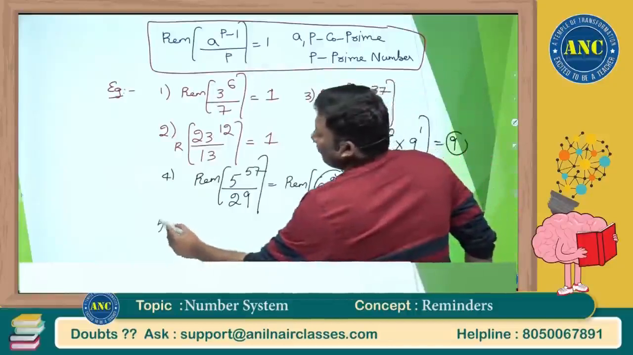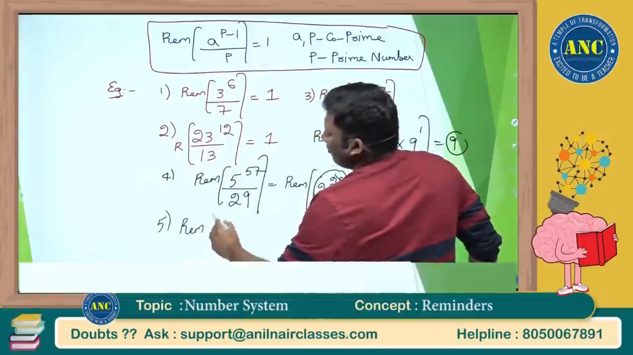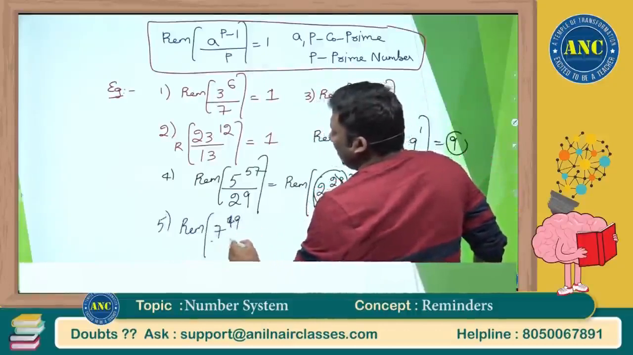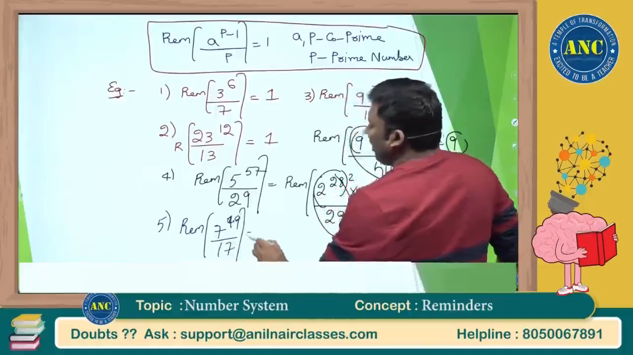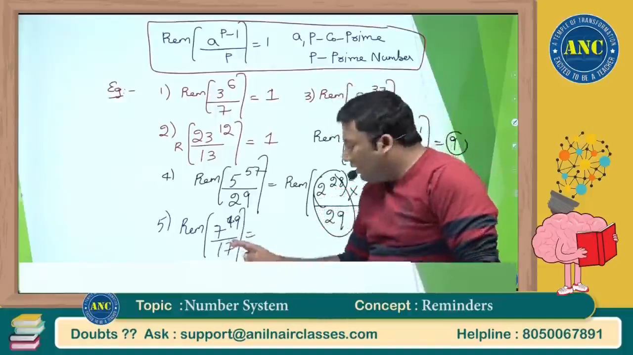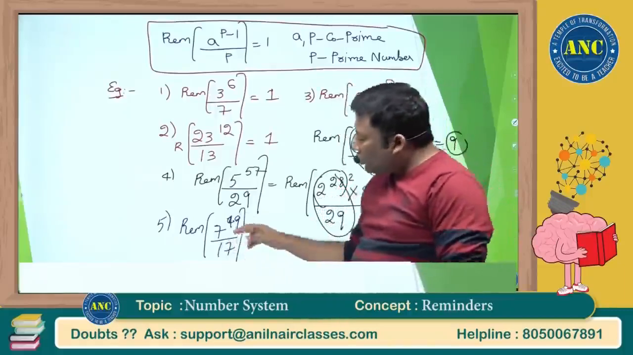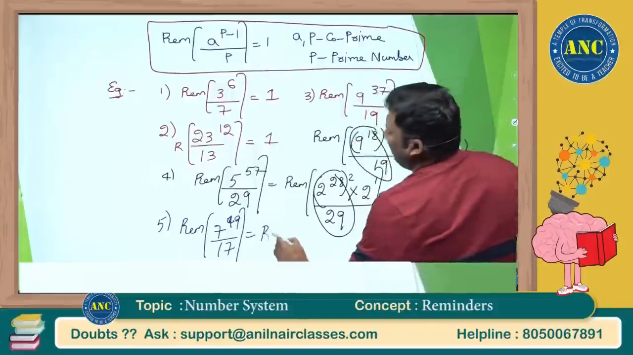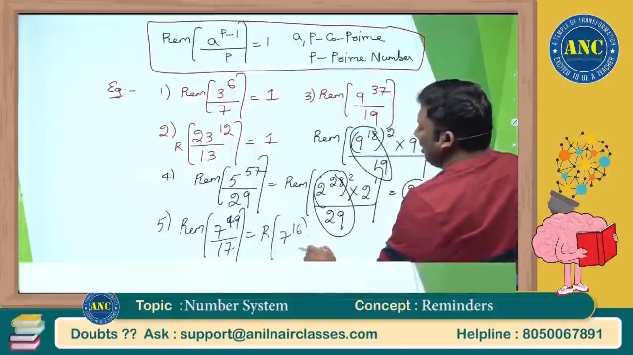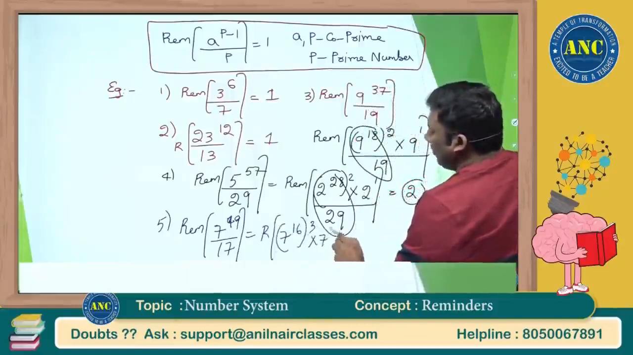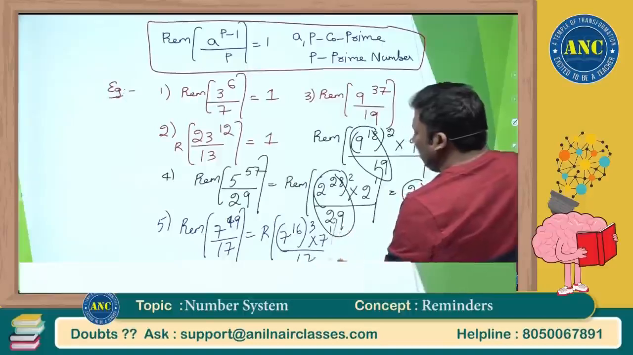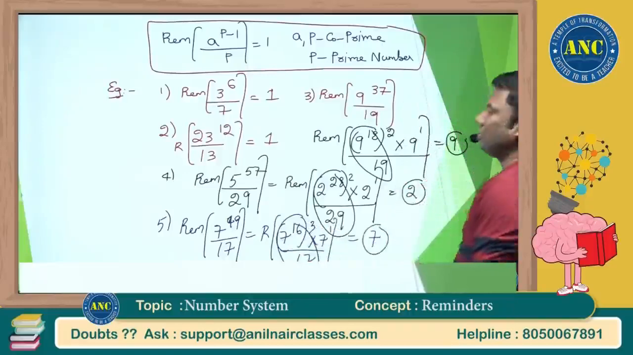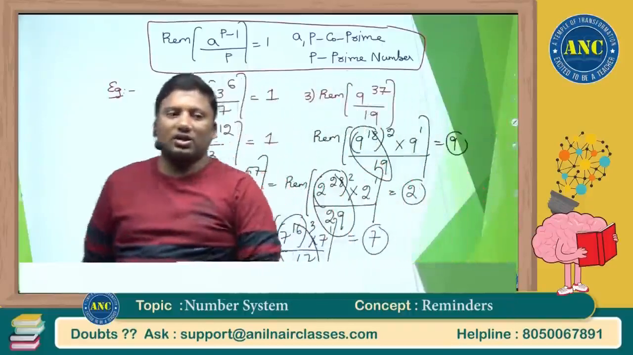One more question. 7 power 49 divided by 17. If the denominator is 17, the power should move in the cyclicity of 16. 7 power 16 by 17 is 1. So 7 power 16 power 3 into 7 power 1 divided by 17. These are nothing but 1. 1 into 7, answer is nothing but 7.